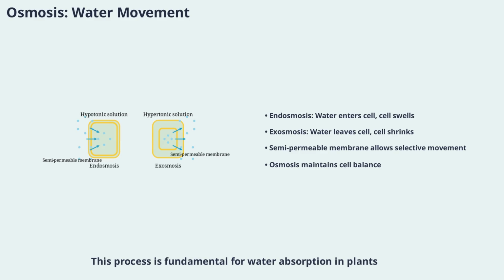This process is fundamental for water absorption in plants. When the surrounding solution is less concentrated, water moves into the cell (endosmosis), causing it to swell. Conversely, when the solution is more concentrated, water moves out (exosmosis), leading to cell shrinkage.